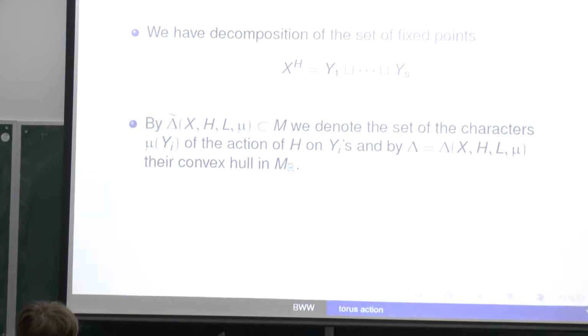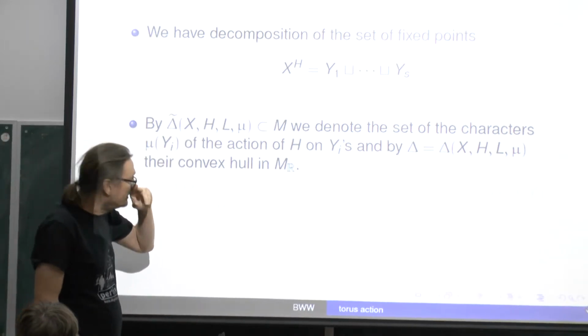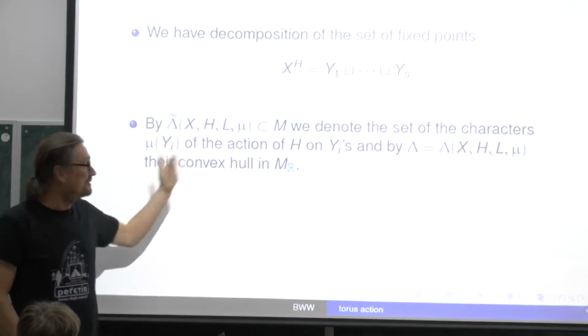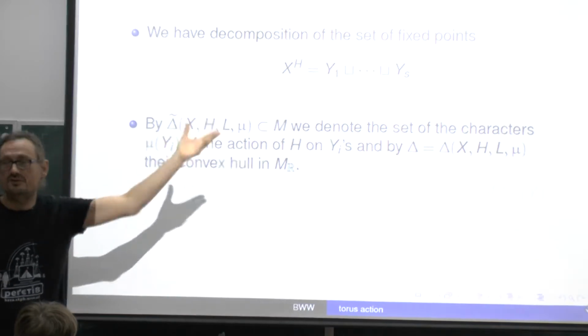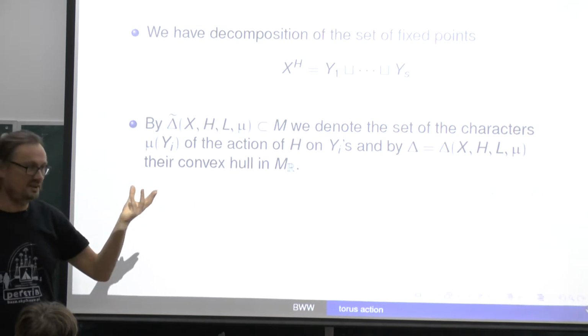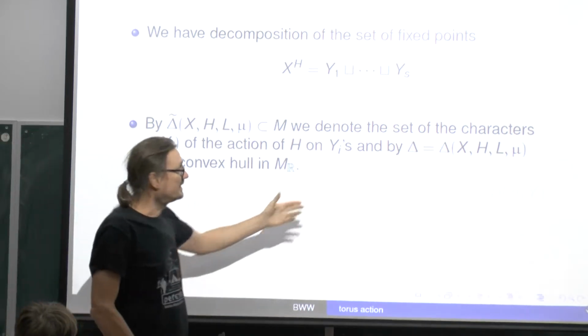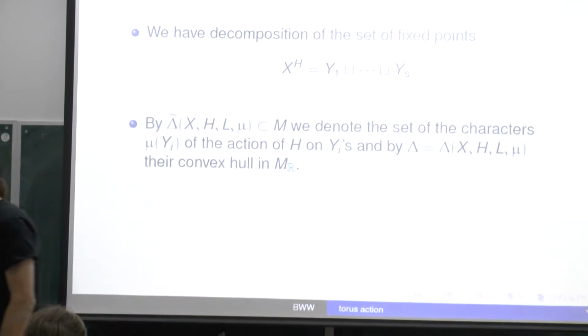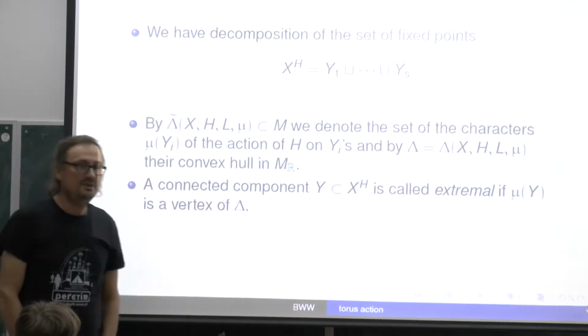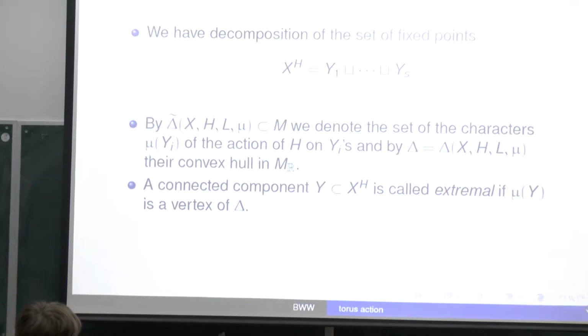Okay? So given the linearization, I can distinguish the number of the eigenvalues associated to the action on each of the fixed points, and of course it's clear to see that on a given component you will have the same eigenvalues. And again, I define this time a polytope, which I will call delta, which is the convex hull of these. And now I will distinguish some of the components. I will call the component extremal if it is associated to the vertex of this polytope delta.